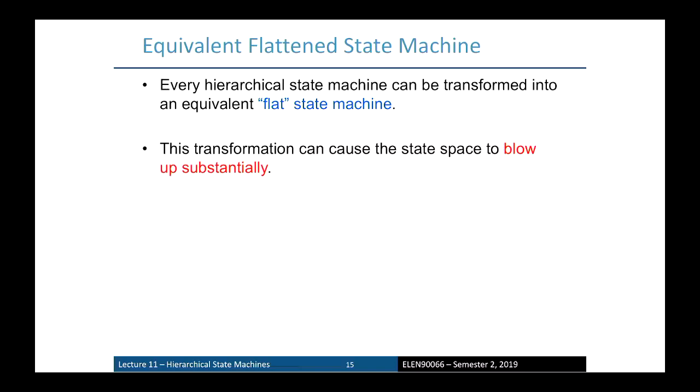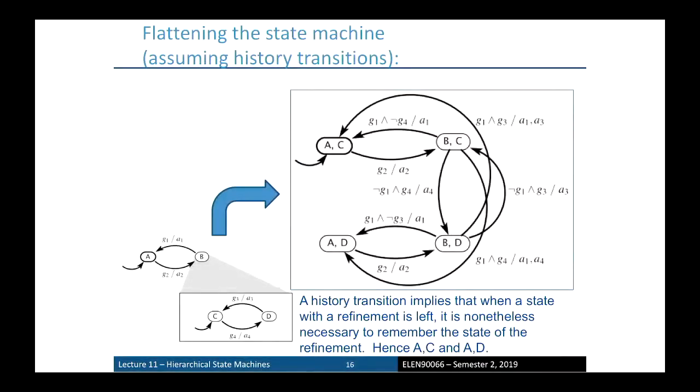So let's assume we've got history transitions now. So we've got to remember the state we're in the refinement, even as we transition away from the state that is the refinement. Okay, B. So remember, here's our diagram here. This is a history transition now. And this is our flattened model. We have 4 states, right?